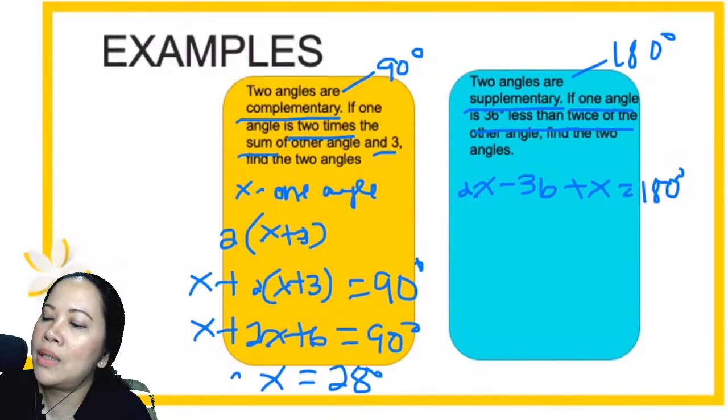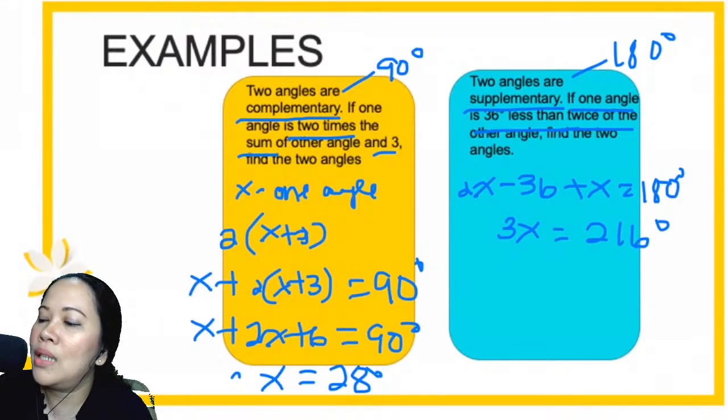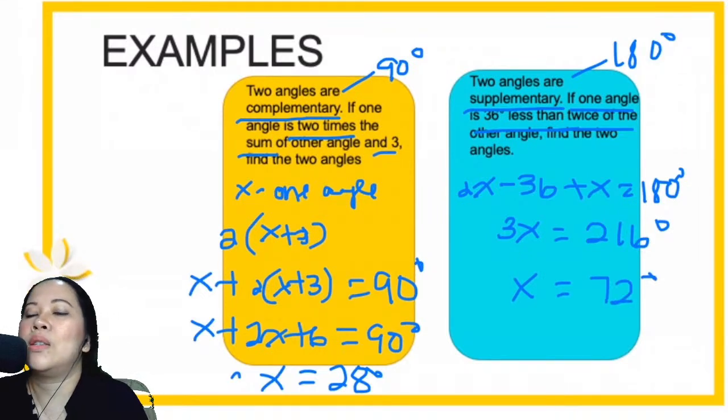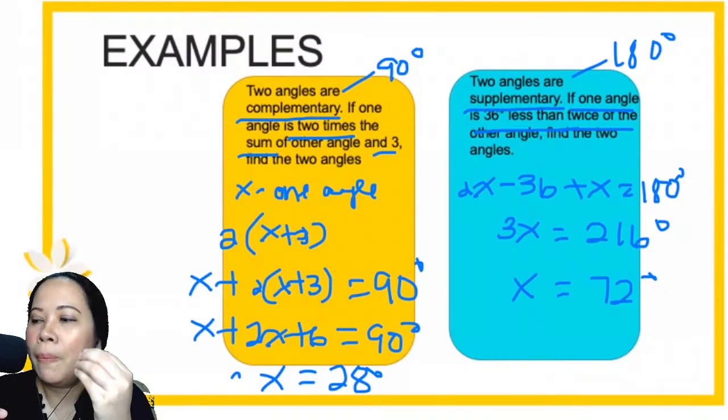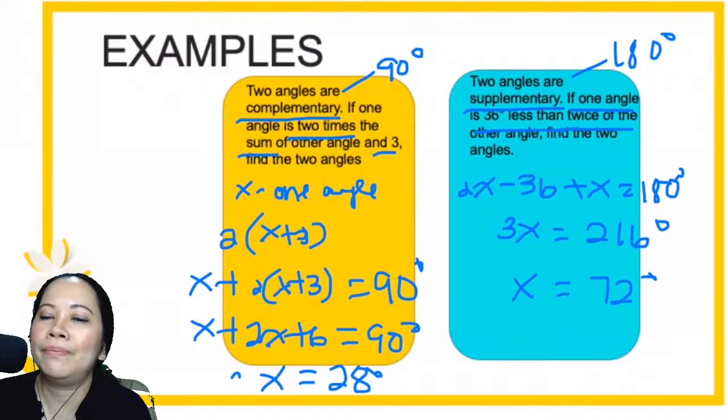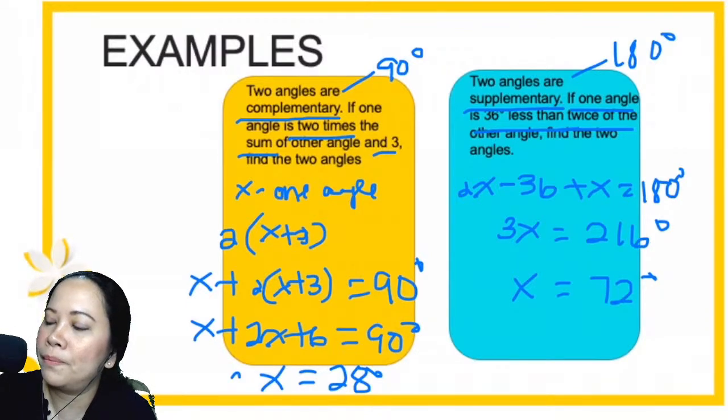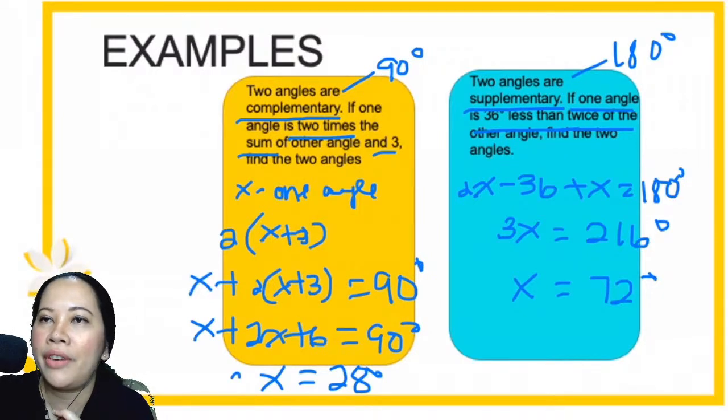So 2x minus 36 plus x, you will have 3x. When you transfer 36 to the other side, it will be 180 plus 36, which is 216. So 216 divided by 3 will be 72 degrees. So your x is 72. If you are asked what the angle measures are, the measures will be 72, and 2 times 72 minus 36 will be the measure of the other angle. Okay? I hope I was able to clarify that.